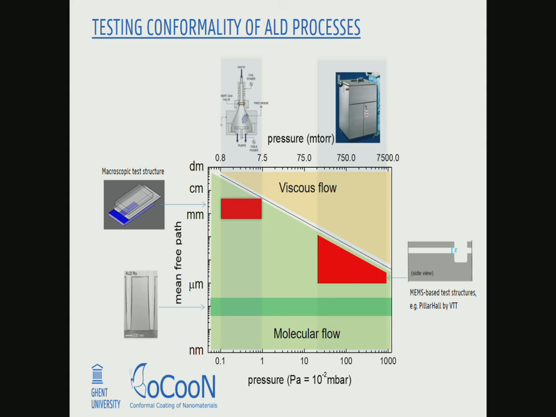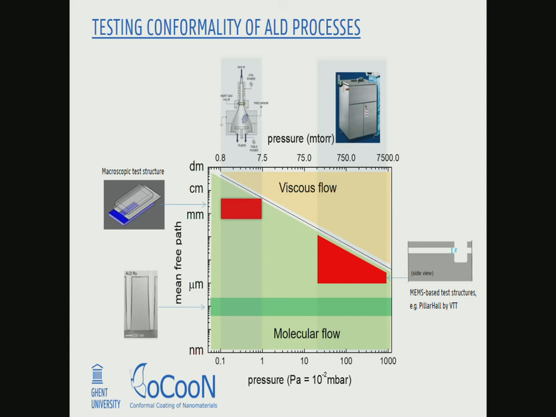The only thing that I was referring to is that this particular macroscopic structure, of course you can also use it in a viscous flow reactor, but you can only really rely on the data when you're using a pump type reactor. And the reason is, this is pressure and mean free path of molecules, and this is the mean free path of TMA molecules at a certain condition, just as an example.